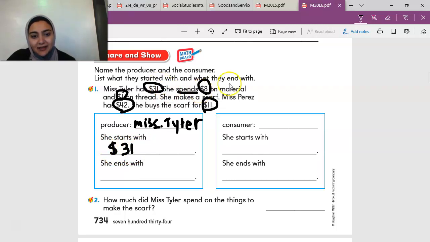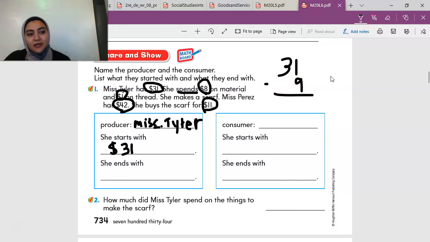She spends $8 on material and $1 on thread. What's 8 plus 1? 9. So she uses $9 out of her $31. If I have $31 and I use $9 from my $31, how much money do I have left? 31, we're going to count back. 31, 30, 29, 28, 27, 26, 25, 24, 23, 22. So now she has $22. But, so she ends with $22?